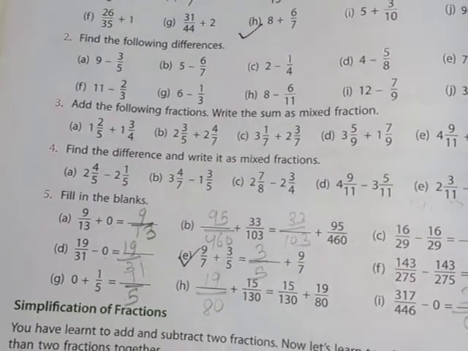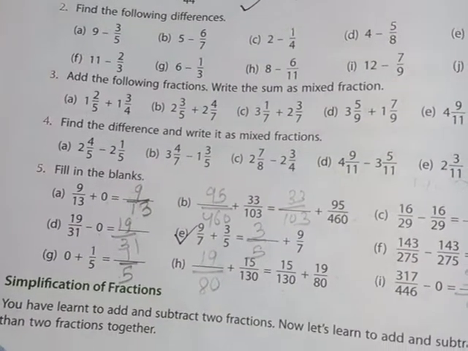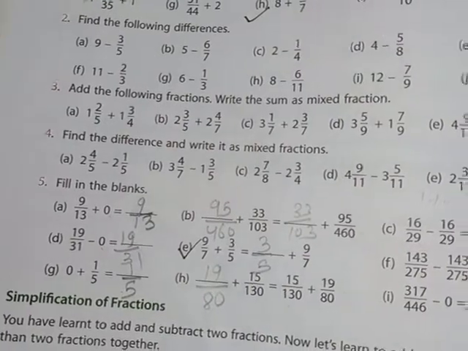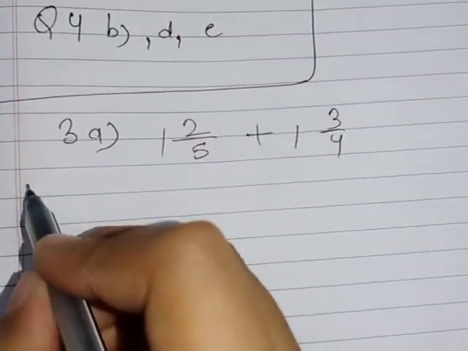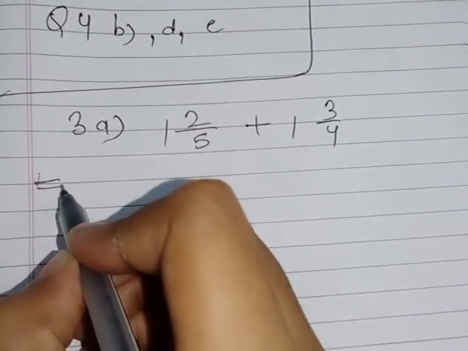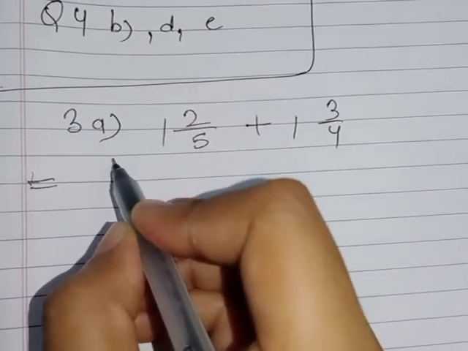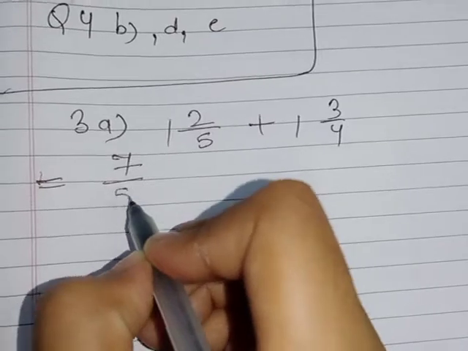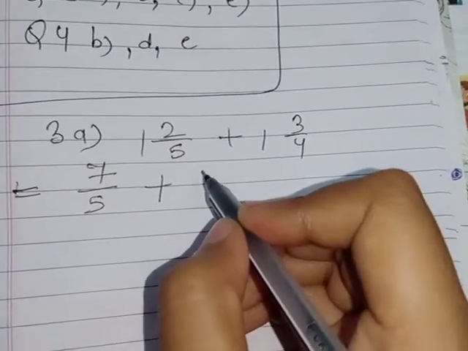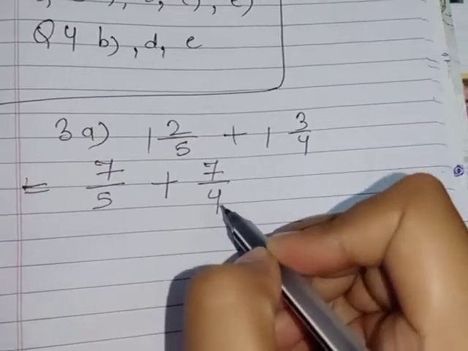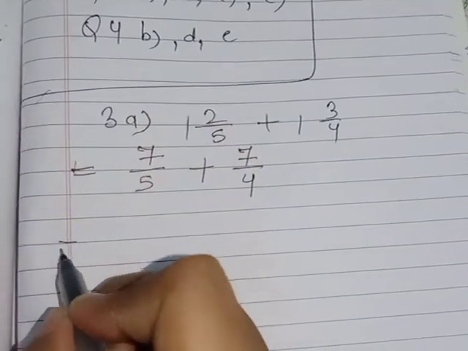Question number 3A I'll explain. The question is 1 whole 2 upon 5 plus 1 whole 3 upon 4. So the mixed fraction we will change into improper. This is the first step. 5 ones are 5 plus 2, 7 upon 5. Plus we will write as it is. 4 ones are 4, 5, 6, 7 upon 4. We need to do the addition.